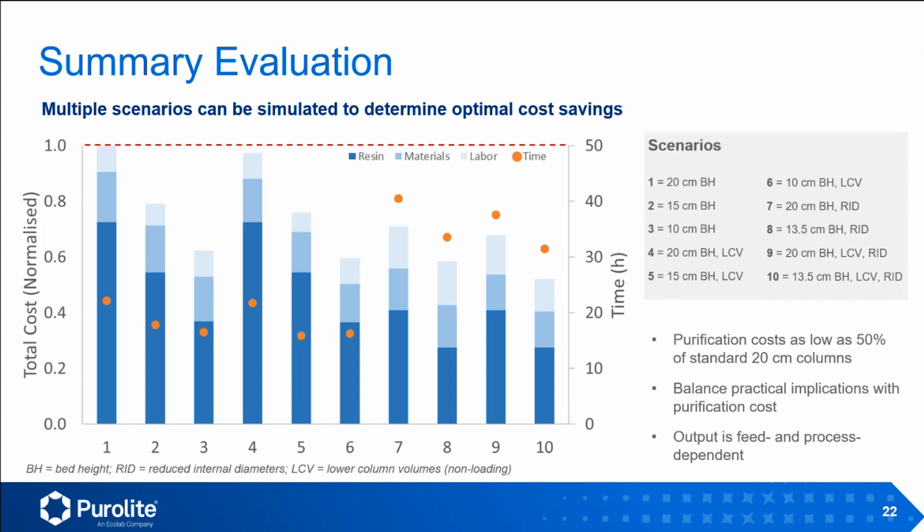And looking at the reduced internal diameter in columns 8 and 10, there are some slightly larger cost savings which could be made compared to the 10 centimeter bed height, but it's worth bearing in mind that the time is increased. So any option that you select needs to be a balance, or a trade-off, between what is practically feasible and what you'd like to aim for from a more theoretical perspective.